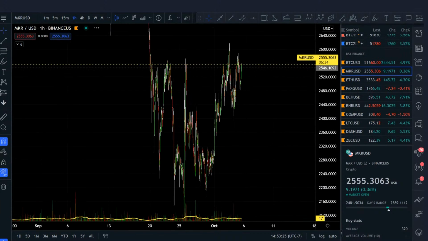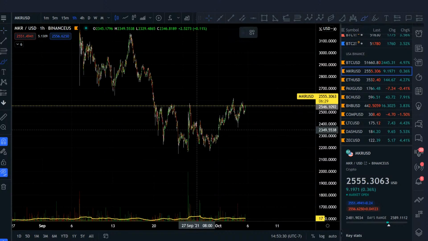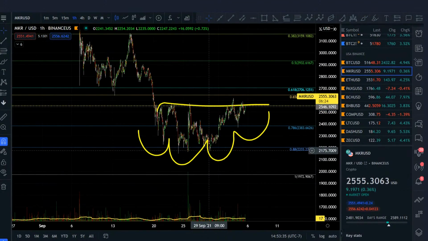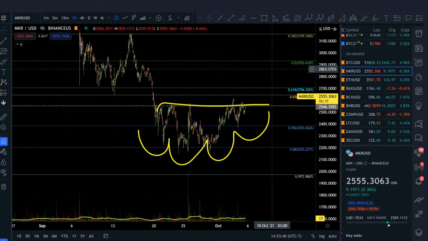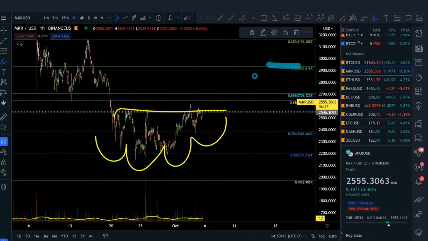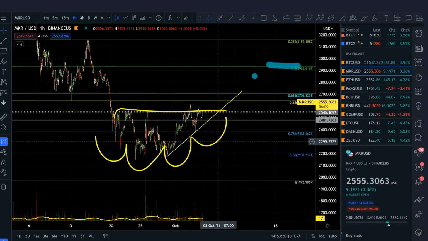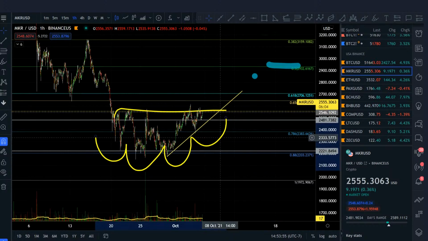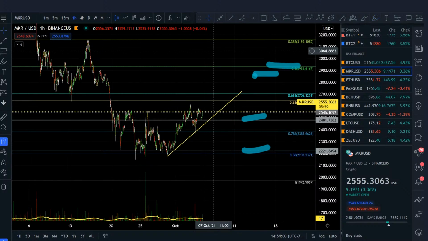Next one, Maker. Maker, again, at the resistance zone. And is this an inverse head and shoulders? Maybe. Kind of dirty, but the bullish target would be 2926 up here. If it's not, there's obviously a trend line support. So then our pullback down would be 2481. Very simple, like that. Very deep bearish would be 2219 down here. So play between these three levels on Maker.